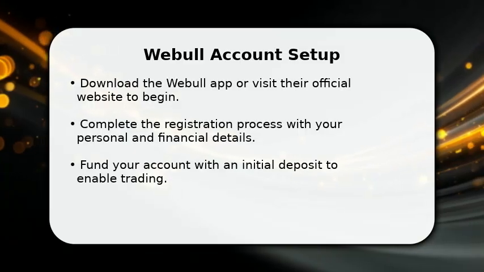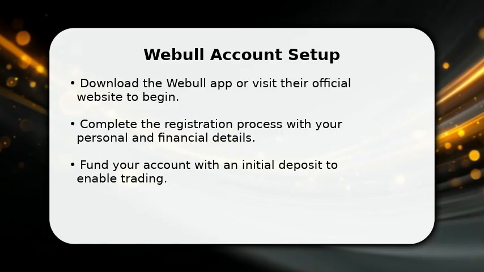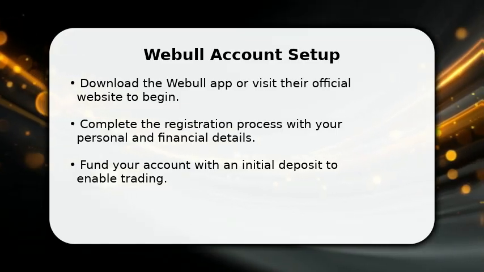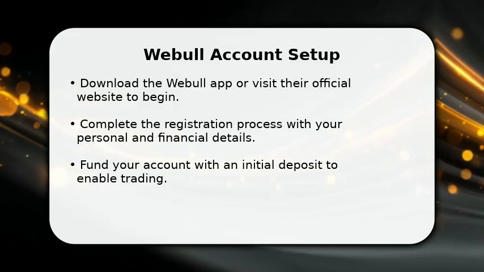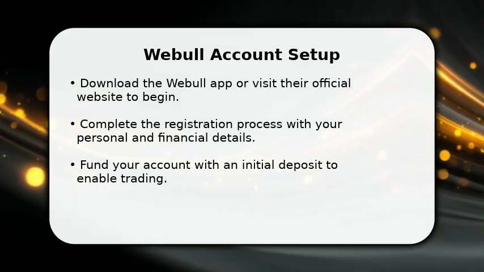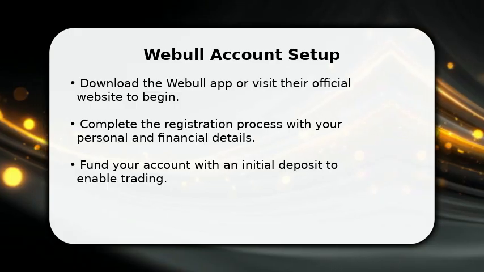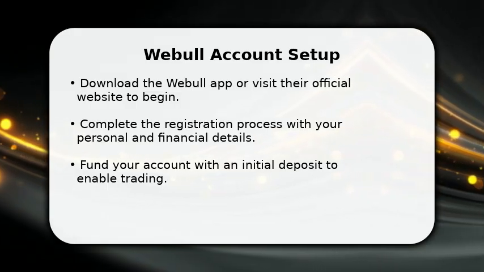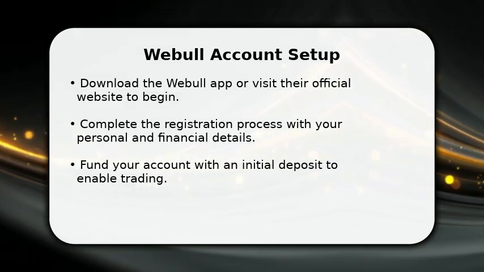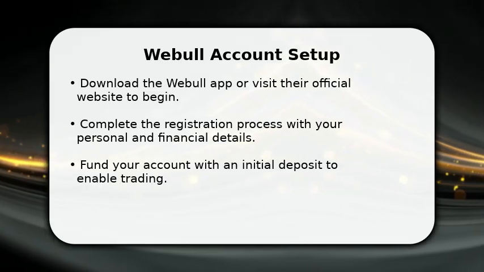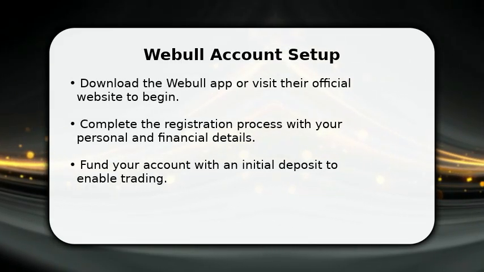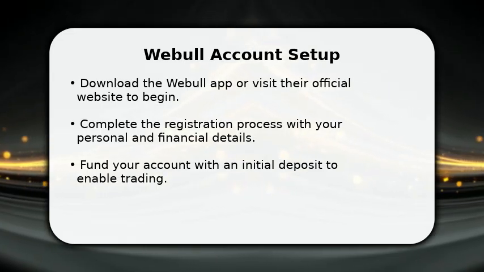In this video, I will show you how to buy stocks from Webull, step by step. First, you will need to set up your Webull account. Download the Webull app from your App Store or visit their website. Follow the prompts to register, providing your personal information and linking a bank account. Once your account is approved, deposit funds, perhaps a minimum of $100, to get started. This initial step is crucial for your trading journey.